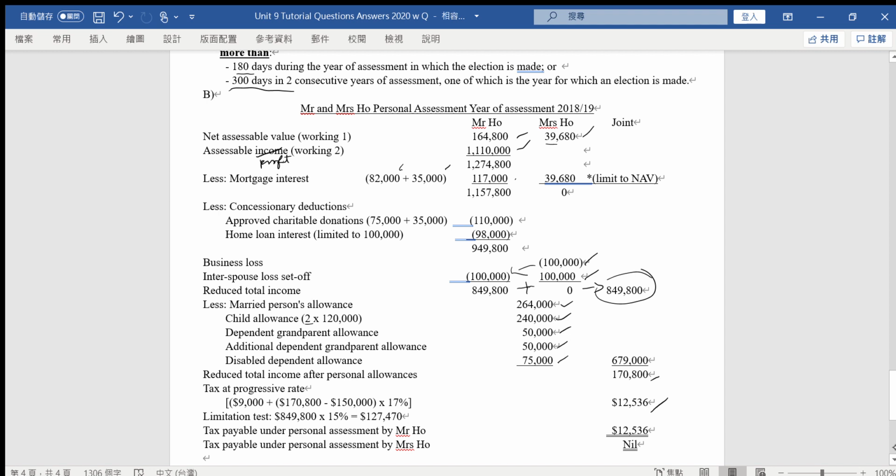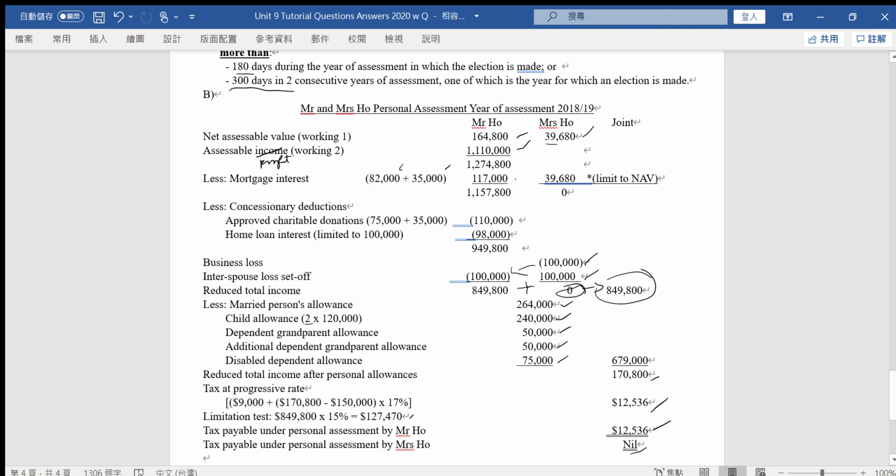Okay, and then for the limitation, we are using this one, using the standard rate to calculate. Okay, 15%. Surely that will be more than the progressive rate. Okay, that will be the amount being responsible by Mr. Ho. Okay, and that will be 12,536. While Mrs. Ho doesn't have any, that's why we no need to apportion. Okay, in case Mrs. Ho has any assessable income, you are required to apportion the amount to each of them. But for this case, you will find that it doesn't have any, okay, right here, and that's why the whole amount should be responsible by Mr. Ho only.